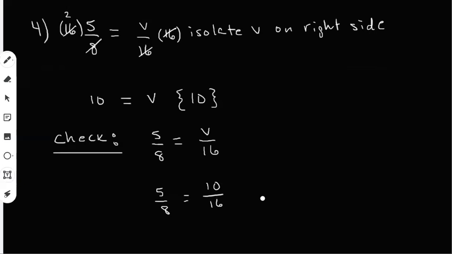All right, so I get 5/8 is equal to 10 over 16. What I can do with that 10 over 16 is divide the top and bottom by 2, since they both have a 2 in common. If I do that, 10 divided by 2 would be 5, and 16 divided by 2 on the bottom would be 8. So I get 5/8 equals 5/8, and that is true. So that's how I know that this is correct.